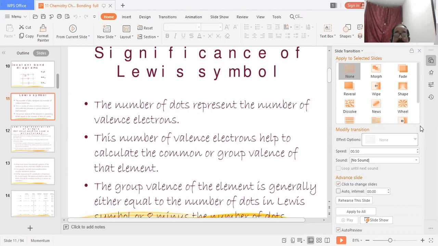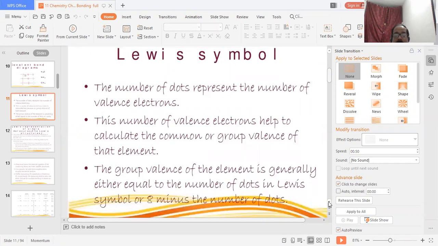Today we discuss some other slides. Significance of Lewis symbol. The first slide: the number of dots represents the number of valence electrons. This is the first point. And second, this number of valence electrons helps to calculate the common or group valence of that element.